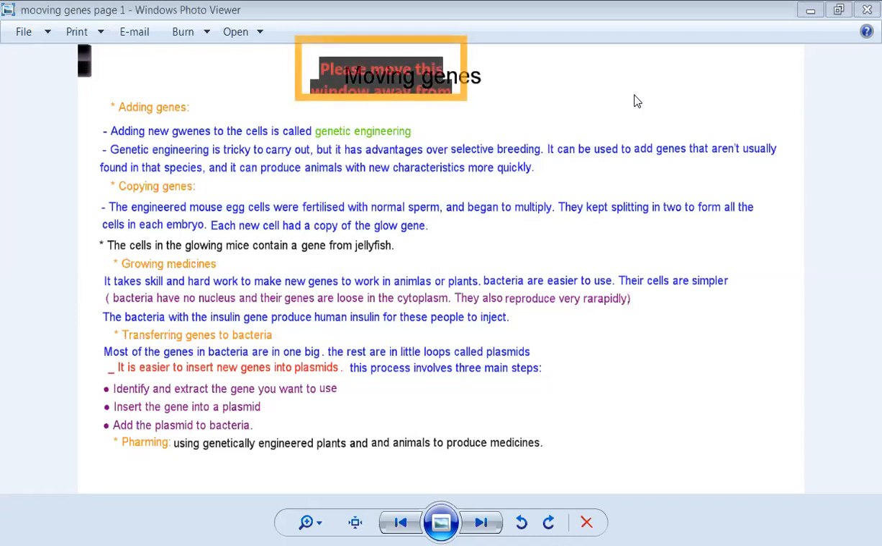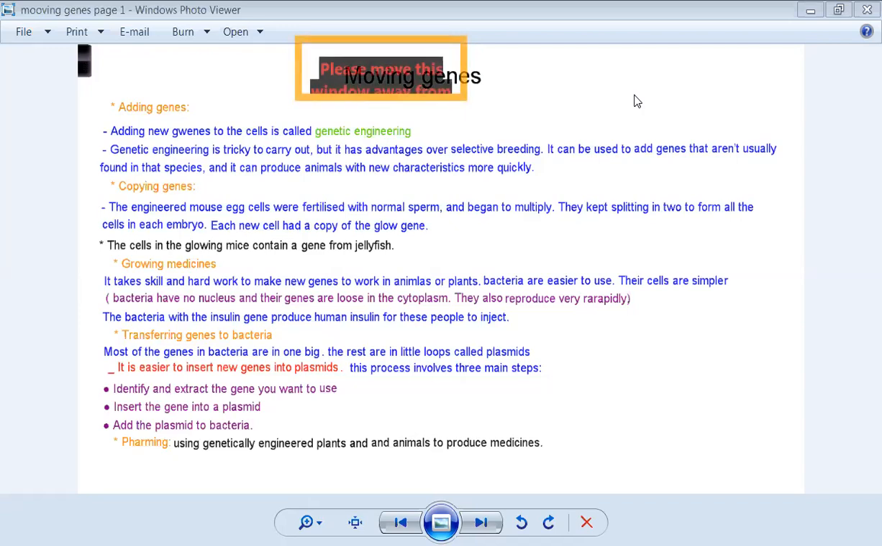Today we will study moving genes. How can genes move across generations, how can they be adapted to their environments, and how can they improve their bodies or their living cells? So please grab your notebooks and pencils and write these notes with me. Moving genes, adding genes. Adding new genes to the cells is called genetic engineering.